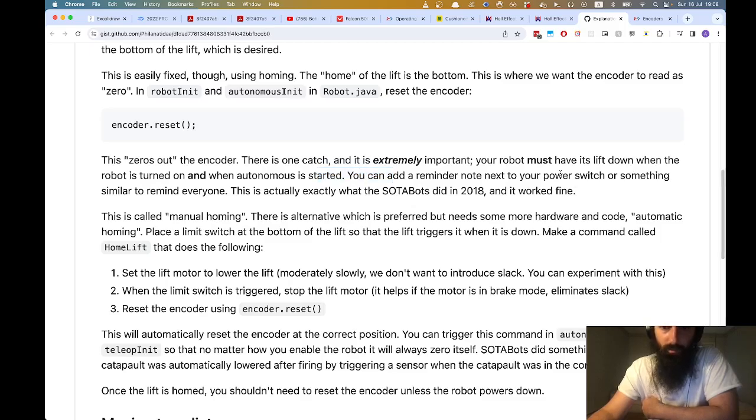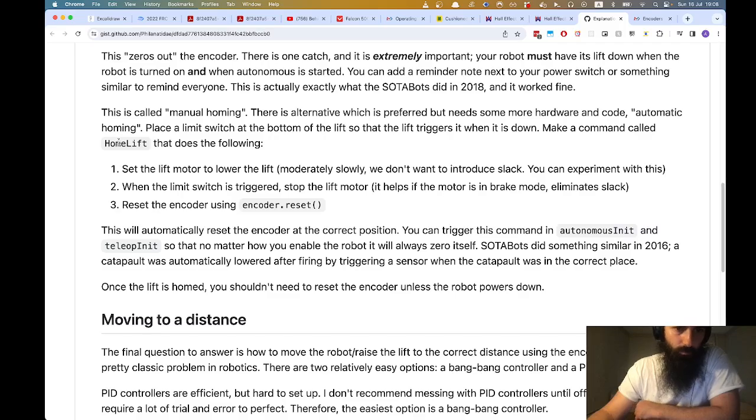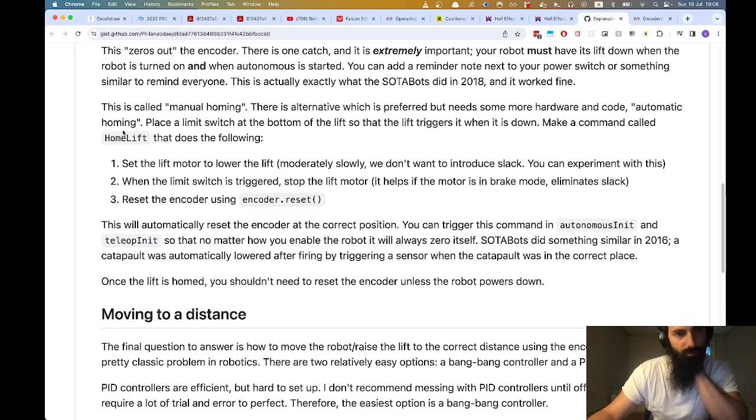Fine, this is called a manual process. However, you can do what's known as automatic homing, and that's what I just described. You can place a limit switch, or in this case, a Hall effect sensor works great, at the bottom of the lift so that the lift triggers it when it's down. You can make a command called home lift that does the following.